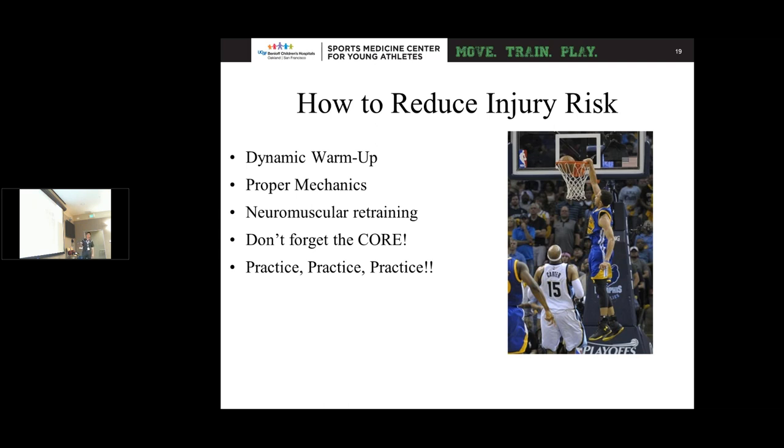All right, so make sure we don't forget that the core is there. It's kind of our base for everything that we do when we move. And then the biggest thing is that we have to practice.